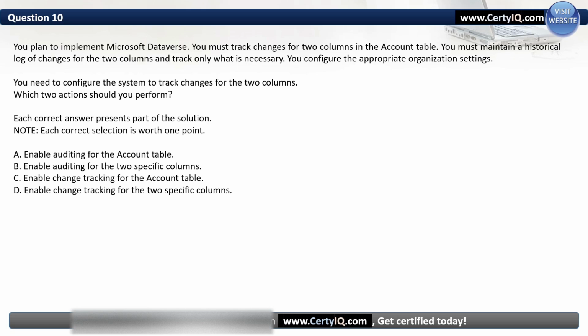Question 10. You plan to implement Microsoft Dataverse. You must track changes for two columns in the account table. You must maintain a historical log of changes for the two columns and track only what is necessary. You configure the appropriate organization settings. You need to configure the system to track changes for the two columns. Which two actions should you perform? Each correct answer presents part of the solution. Note, each correct selection is worth 1 point.